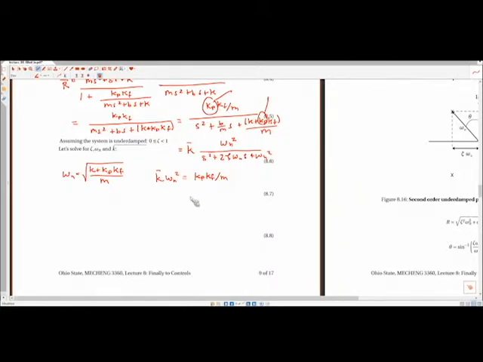Okay, so inserting what the natural frequency squared equals, that means k bar k plus kp kf over m, kp kf over m. These m's cancel. That means that k bar equals kp kf, k plus kp kf.